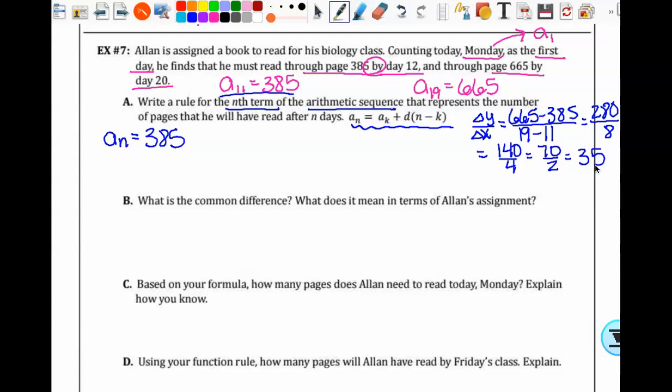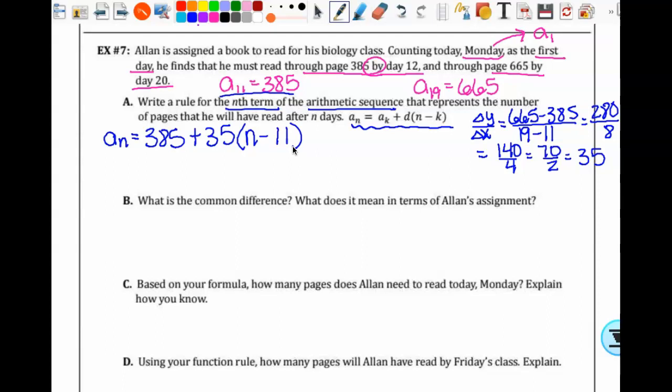Okay. So then that means I get 385 plus 35 times n minus what? 11. Good. This is the k. And I can leave it like that. I don't have to distribute or anything. We're good.